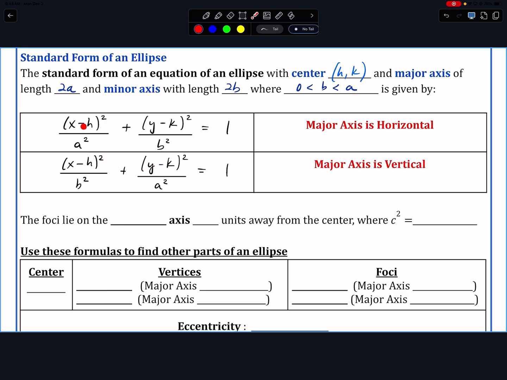So do you guys see how when the major axis is horizontal, the A squared's underneath the X? That should make sense because which direction is horizontal? X-axis or Y-axis? X-axis. So if the horizontal direction is longer, that means the A squared is going to go underneath the X. If the vertical axis is your major axis, isn't vertical up and down? So the A is going to go underneath your Y. Okay, that's the difference.